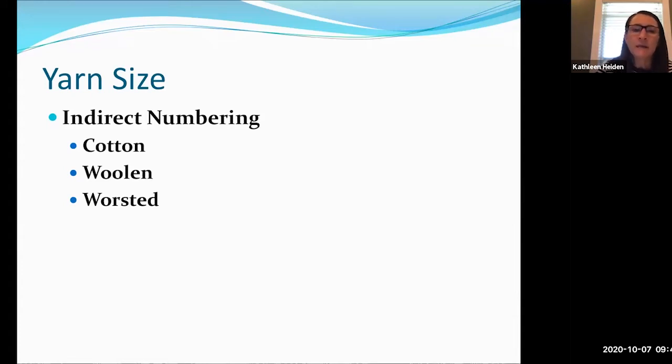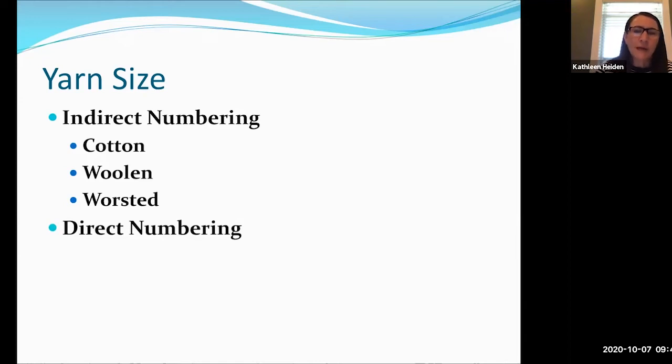Okay, the larger the number, the finer the yarn. So an indirect numbering system is where we have a certain mass of yarn, and that weight of yarn is then measured to see how long that yarn is, okay? So indirect numbering systems go off of a fixed mass and then determine the length of that yarn to determine the size of the yarn.